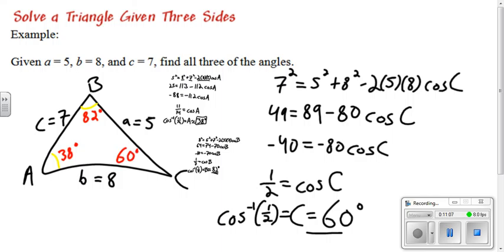So those are our three angles found exactly, or at least this one is exact. The other two are more approximate, and all of our other legs. So we have solved this entire triangle using the law of cosines.